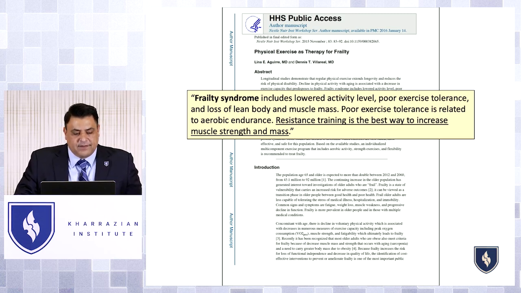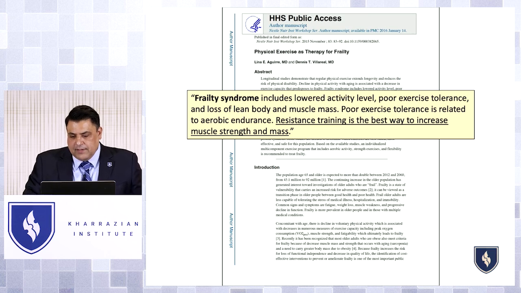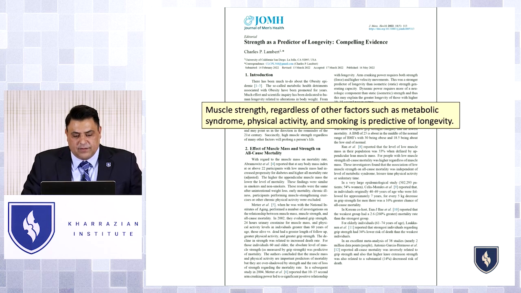And then frailty syndrome, which is more severe, includes lower activity levels, poor exercise tolerance, and loss of lean body and muscle mass. Poor exercise tolerance is related to aerobic endurance. Resistance training is the best way to increase muscle strength and mass. Muscle strength, regardless of other factors such as metabolic syndrome, physical activity, and smoking, is predictive of longevity. Okay, so muscle strength, the actual strength of muscles, not VO2 max.